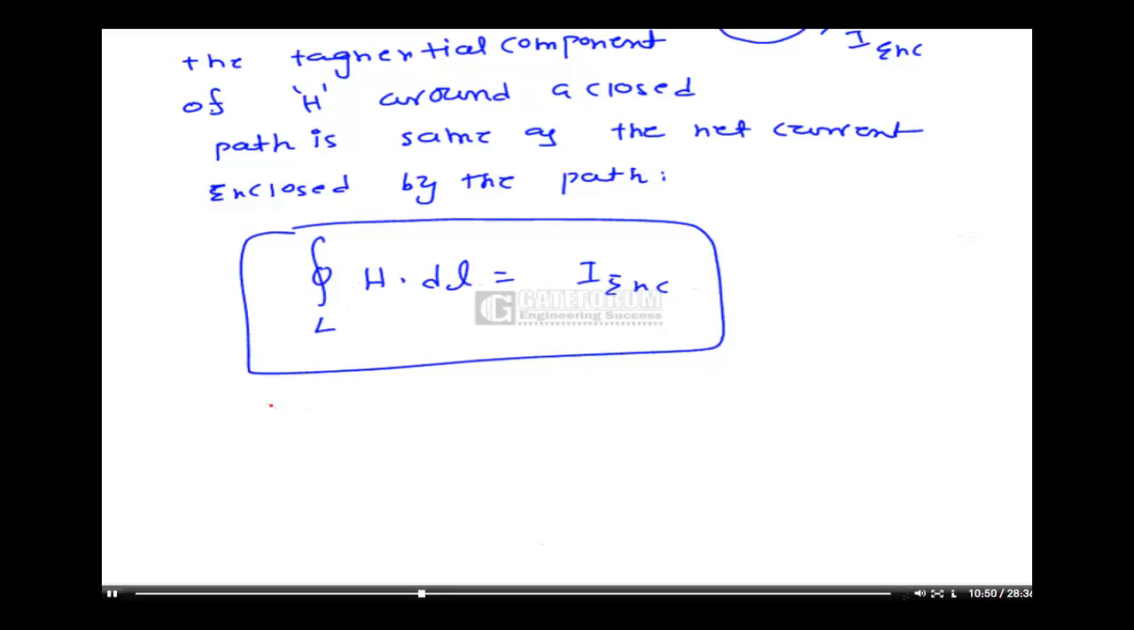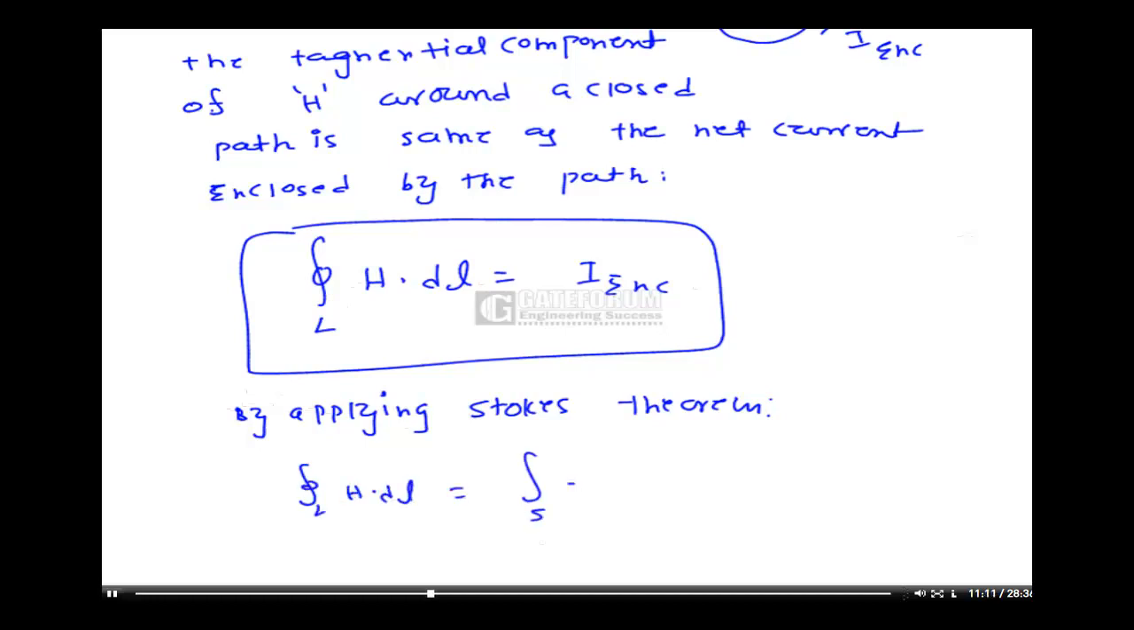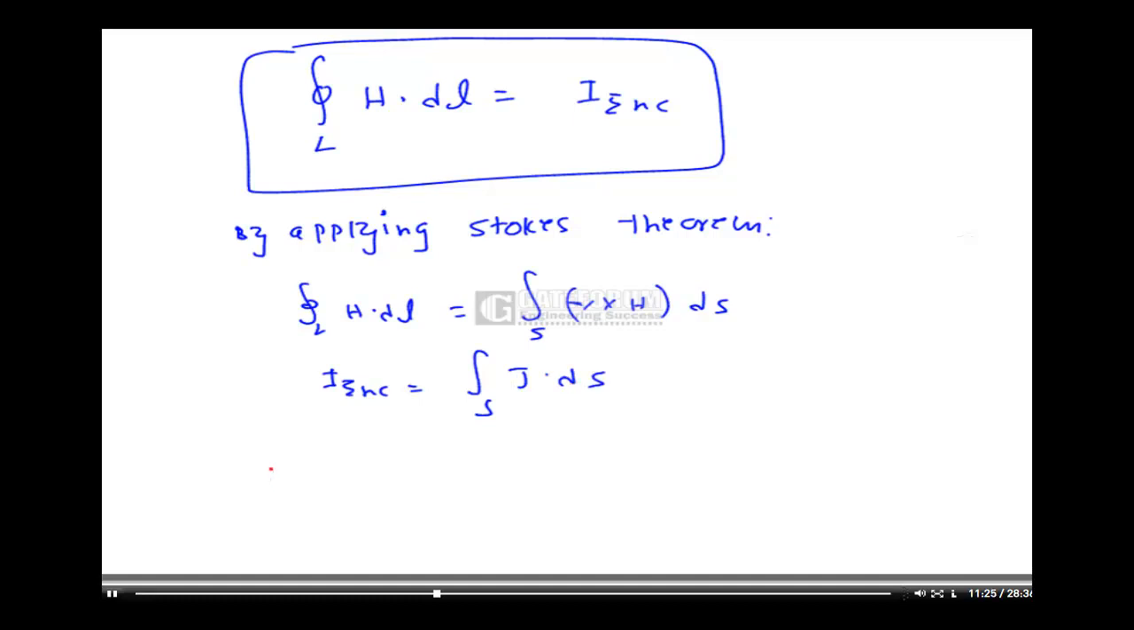If you apply Stokes theorem, which relates line integrals to surface integrals, integration over L of H dot dl is also equal to integration over S of del cross H dot ds. I enclosed can also be written as integration over S of J dot ds. If you equate these two, integration over S of del cross H dot ds is equal to integration over S of J dot ds, where J is current density. So this implies del cross H is equal to J.